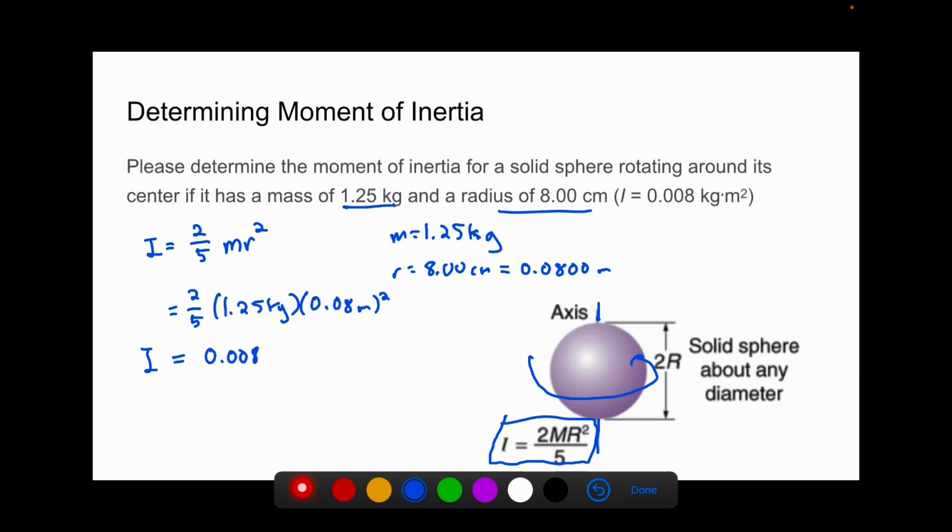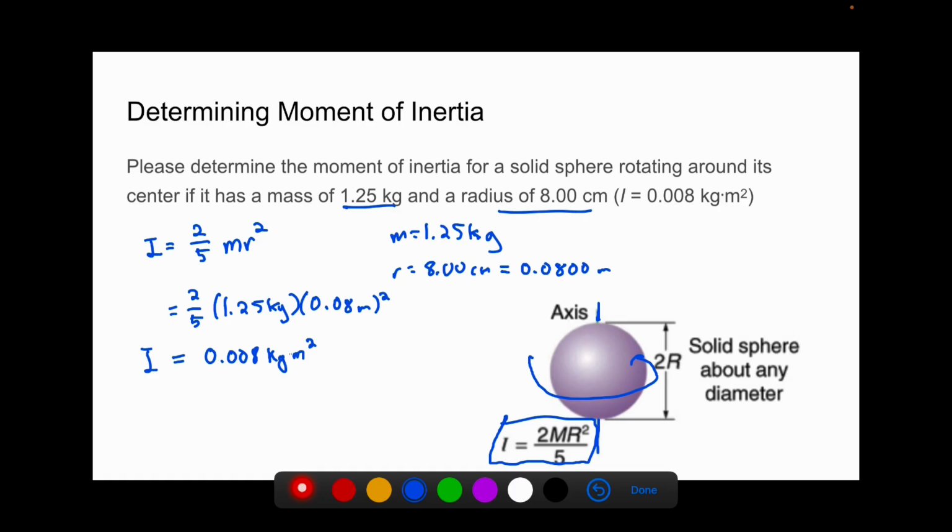And this should give us a number that is 0.008. And let's think about our units here. Our units for moment of inertia should be kilograms times meters squared. So moment of inertia will be in kilogram meters squared. Those are our units for moment of inertia. And this is how we find the moment of inertia for an object.